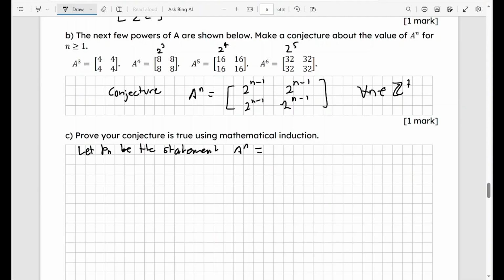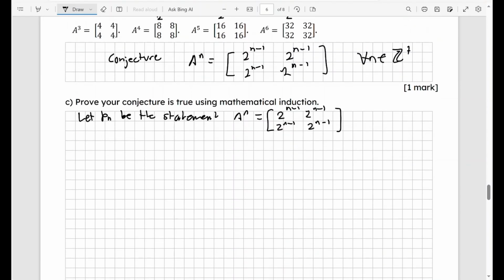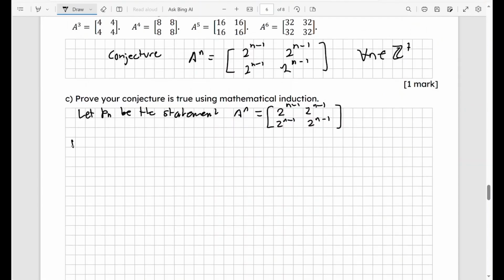A to the n is 2 to the n take 1, 2 to the n take 1, 2 to the n take 1, 2 to the n take 1. Cool. So P1. A to the power of 1 is 1, 1, 1, 1. This can be our left-hand side. And on the right-hand side, we get 2 to the 1 take 1, 2 to the 1 take 1, 2 to the 1 take 1, 2 to the 1 take 1.